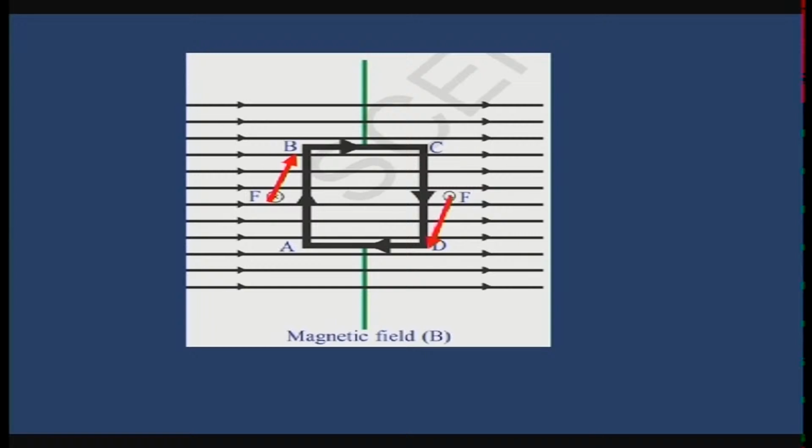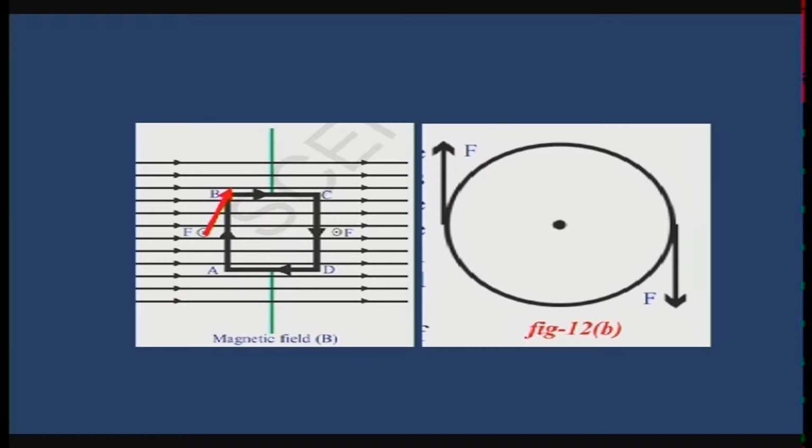Similarly, the force acting on CD, because the direction of current is downwards, will be out of the paper. These two forces are acting in opposite directions and away from the center. This will constitute a couple, that is, a turning effect is produced on the coil. So, when a turning effect is produced, the coil will tend to turn. As it is mounted on a shaft which is represented by the green line here, the coil will start turning.